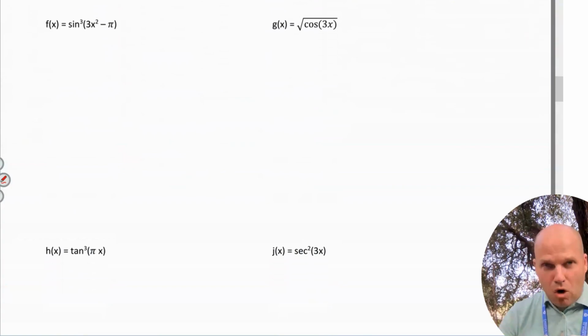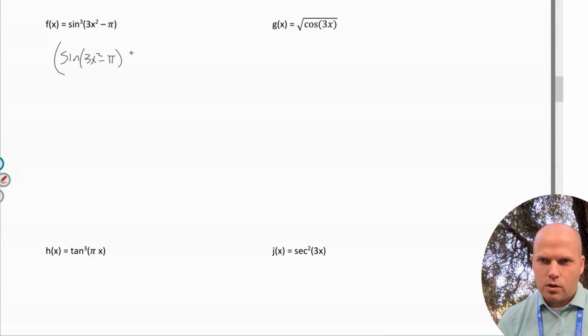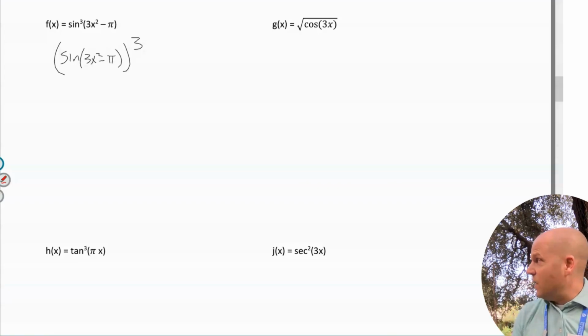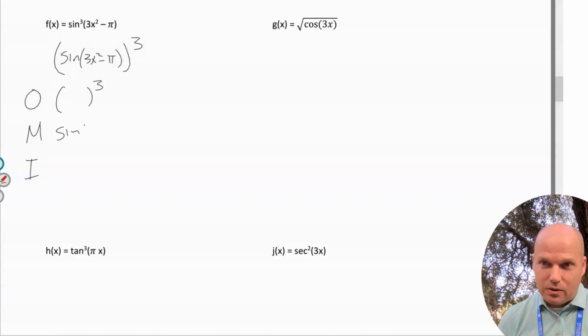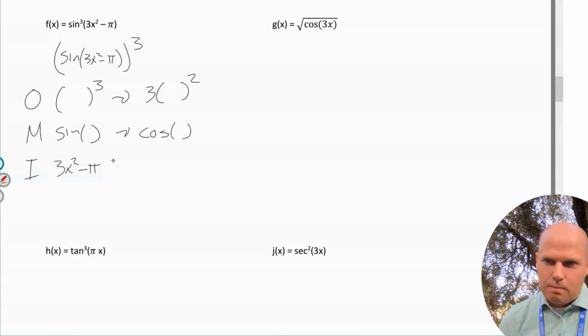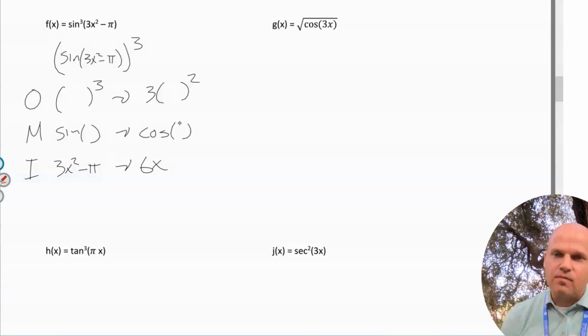What if you have multiple sets of parentheses? For example, this is sine 3x squared minus pi cubed. Well, I have an outermost, a middle, and an inside. Two sets of parentheses require an O, an M, and an I, where we have an outside, a middle, and an inside. Now, it's no big deal provided you recognize that you have this OMI. So make sure you see it first.